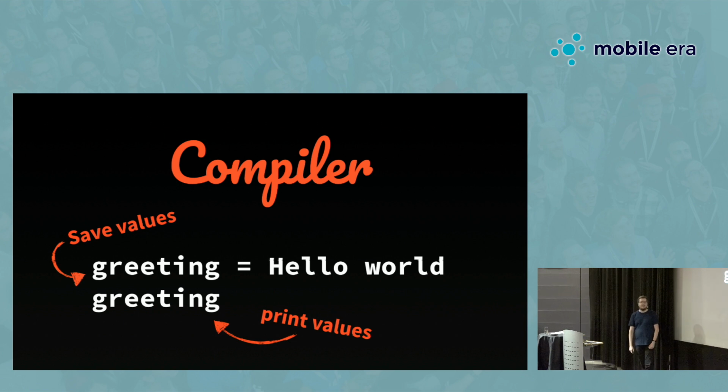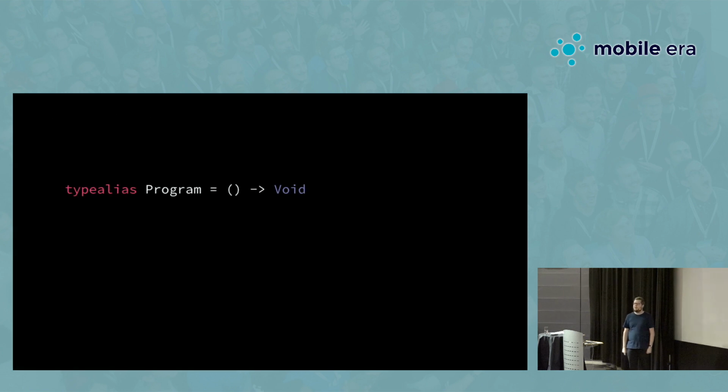So let's do just that. Let's build a compiler for this language. The first thing we're going to do is define what the output of our compiler is going to be. What's a program? In this case, a program for us is just going to be a Swift closure. So we want to take our source code and compile it into a Swift closure that we can then execute in our Swift code.